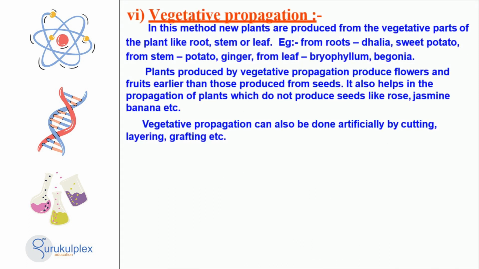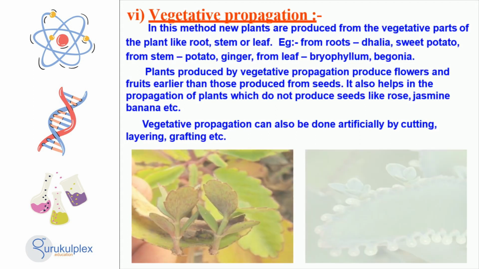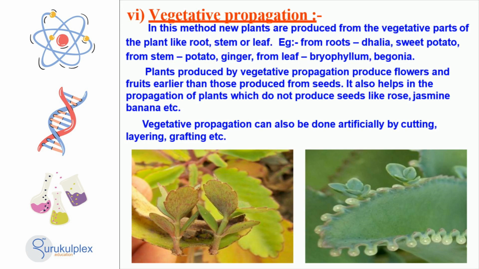Vegetative propagation is a technique used to generate new plants from different parts of existing plants, such as roots, stems, and leaves. For example, dahlia and sweet potato are grown from roots, potato and ginger from stems, and bryophyllum and begonia from leaves. Vegetatively propagated plants typically flower and produce fruit sooner than those grown from seed, and vegetative propagation is the only way to propagate plants that don't produce seeds, such as roses, jasmine, and bananas. Furthermore, vegetative propagation can be achieved by artificial means like cutting, layering, and grafting.